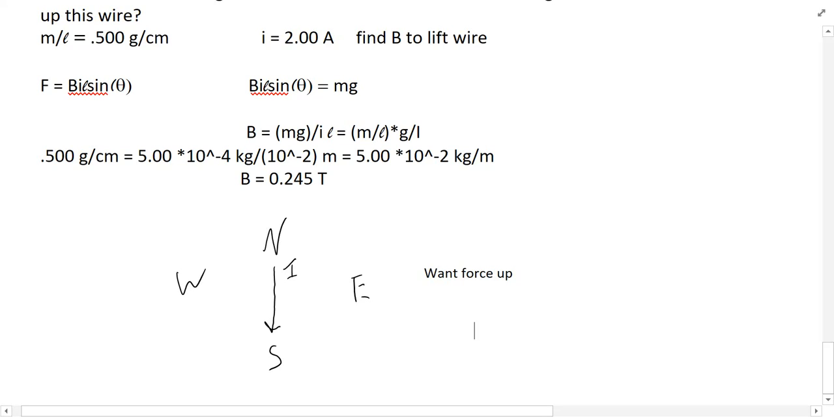So what you do is you point your fingers in the direction of the current, which is south, or down on your screen. Then you point your thumb in the direction that you want the force to go, which is up, and your palm or your fingers would curl in the direction of the magnetic field, and that would be east. So the answer is B equals 0.25 Tesla to the east.